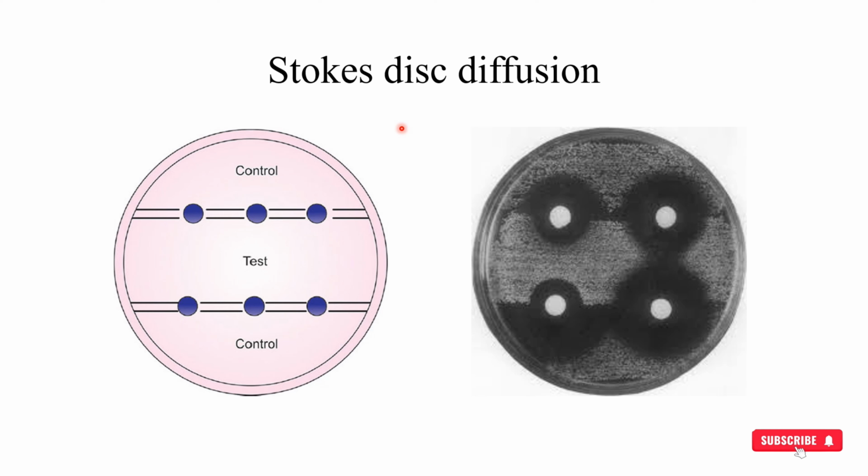Stock disk diffusion method. In this stock disk diffusion method, the principle is the same as that of the Kirby-Bauer disk diffusion method. That means the antibiotic diffuses into the medium, so whatever organism is present in the surrounding is killed by the action of this antibiotic.